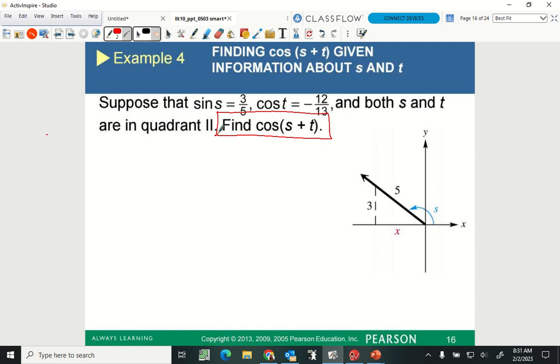But guess what? We've already done these same problems. All you need to know is your x, y, and r. Every time, x, y, and r. That's it. So let's go ahead and take a look at this. For s, I'm going to start off here. s is the angle that we're going to have, and the other one's going to be t. And we need to know x, y, and r.